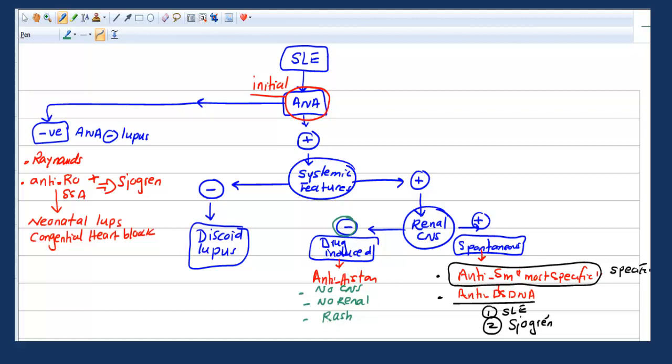So this is how you make the diagnosis of drug-induced lupus. And finally, I think most of you know the drugs: hydralazine, procainamide, INH, methyldopa, quinidine. I will just mention these because I think they are classical: INH, hydralazine, procainamide, quinidine, whatever.